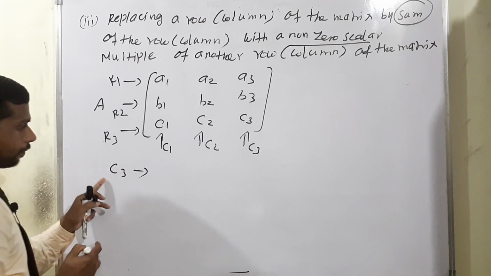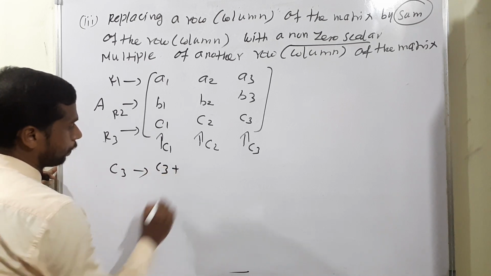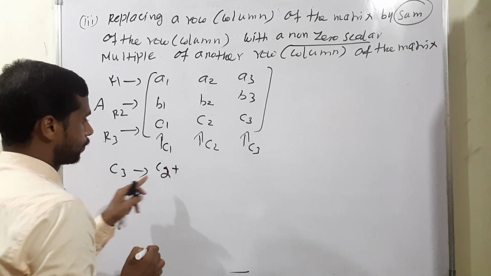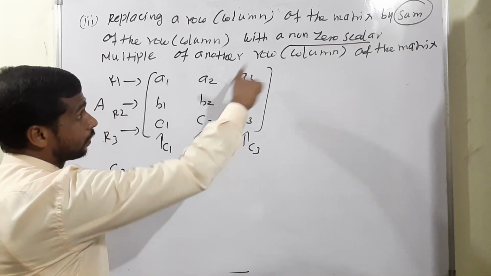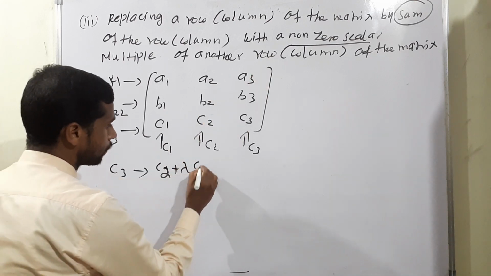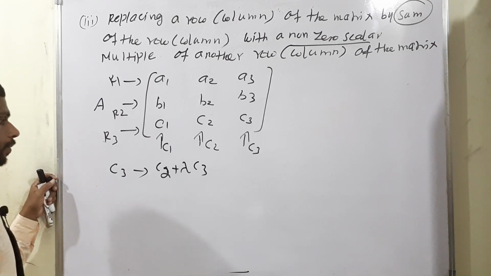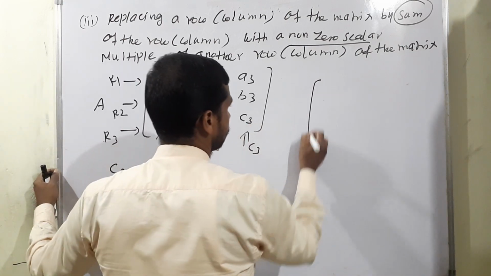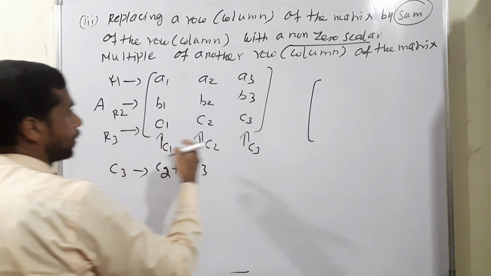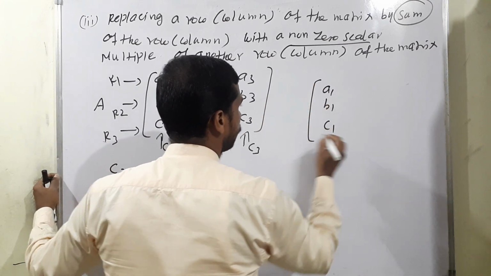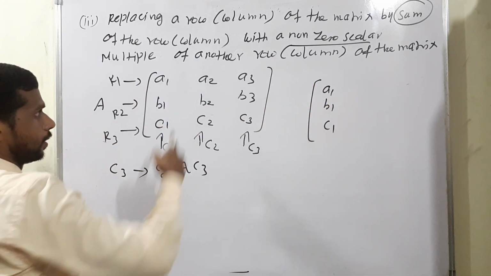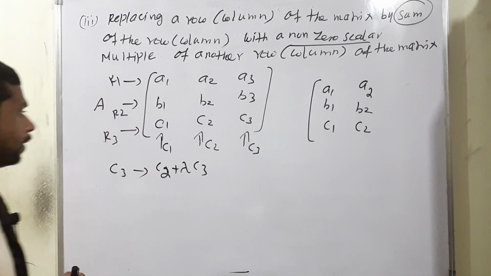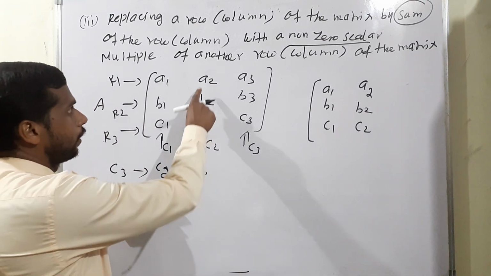So for C3, you have to take C2 plus a non-zero scalar lambda into C3. What will happen? C2 plus lambda into C3 means, look there, first C1 and C2 stay as they are. C1 is A1, B1, C1, then C2 also as it is, A2, B2, C2.